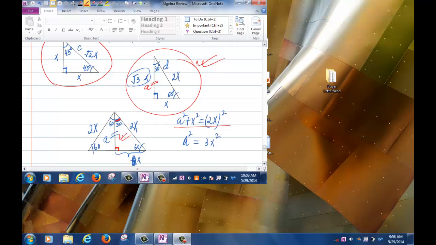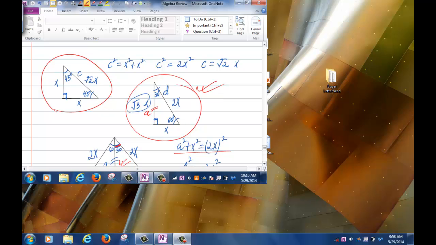Hey, what's the sine of 30? Well, sine of 30 would be x over 2x. What is cosine of 30? Well, cosine of 30 would be root 3x divided by 2x, which would be root 3 over 2. Is everybody okay with that? So that's how we are getting those values.